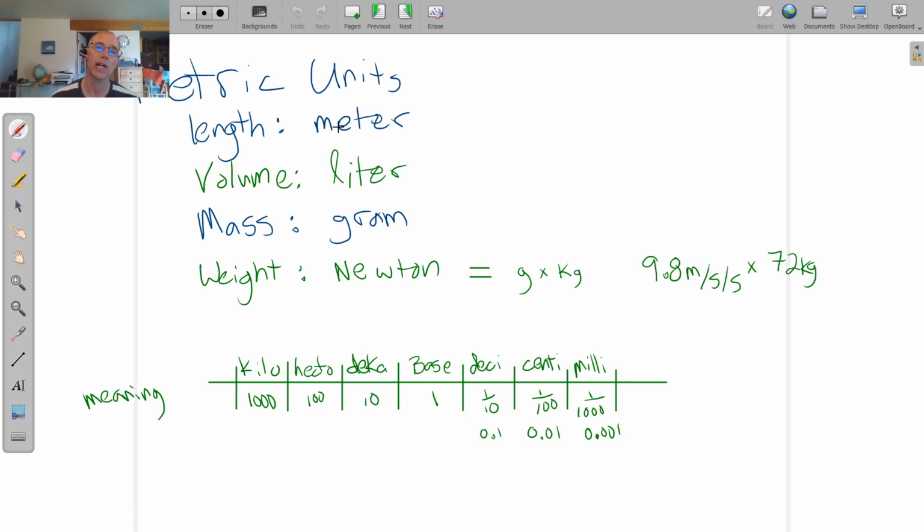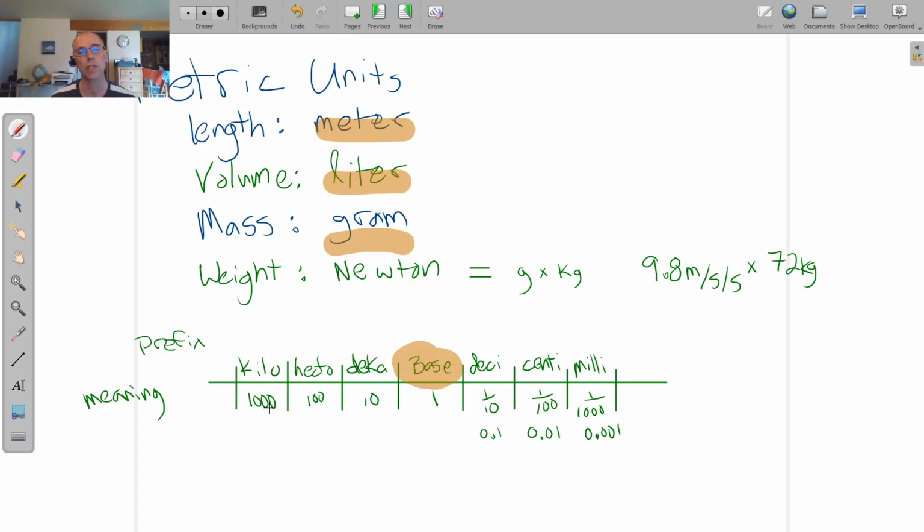So aside from the base unit, which is illustrated down here, again, base is either meter, liter, or gram, the main ones we'll focus on. Then we have these prefixes we can attach to them, which adjust their size. And I have them listed here in order. In this table, I have the prefix up on the top and then the meaning of it.